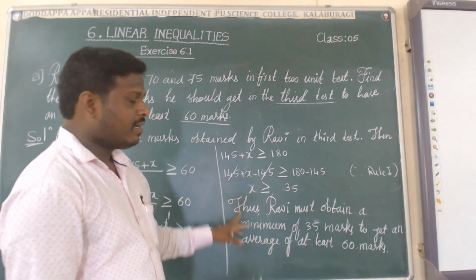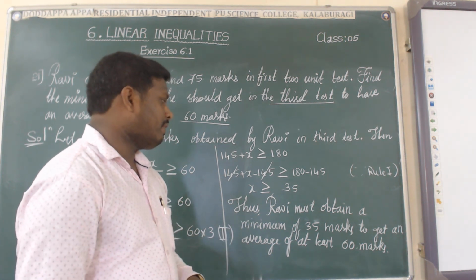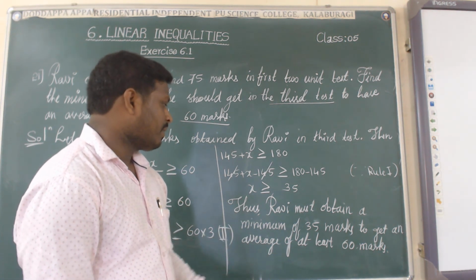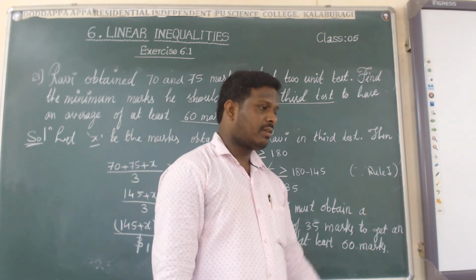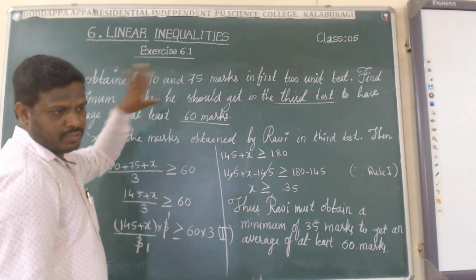Thus, we have to write the conclusion: Ravi must obtain a minimum of 35 marks to get an average of at least 60 marks. In this way, we have to write the solution for the given question. Getting my point?